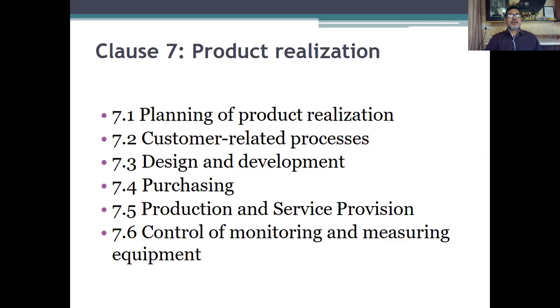Clause number 7, product realization. 7.1, planning of product realization. All activities regarding product realization must be planned, as well as the methods of realization. For example, defining quality objectives, product requirements, customer requirements, and the product acceptance criteria. Outputs of product realization planning can be quality plans, project plans, etc.